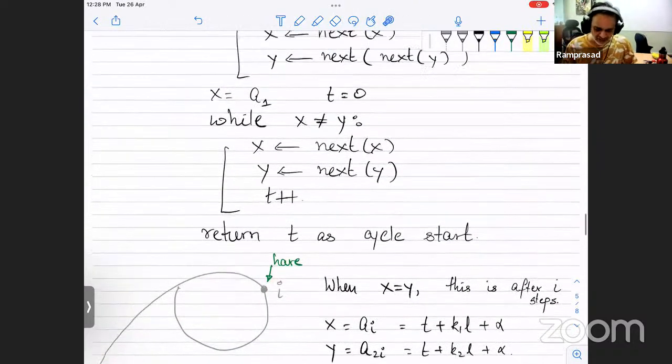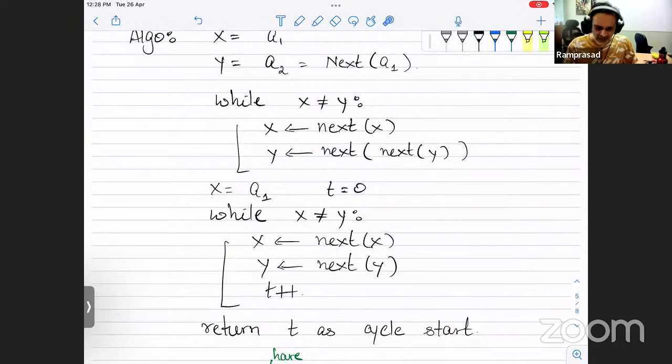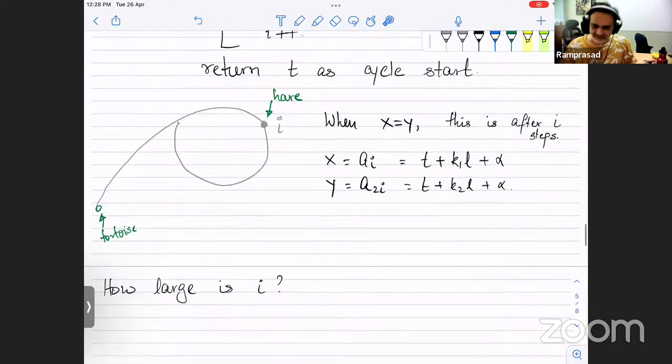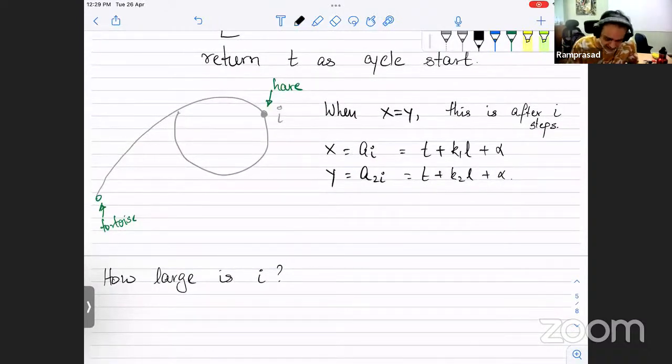So, all we said was that we'll run for a few steps until X and Y are equal. How large should that i be? Like, how many steps does the hare or the tortoise need to move until they end up meeting? Obviously, if this i is too large, then the algorithm runs in too much time. I'll just tell the answer. You can verify this. Take i to be the following number, which is T plus L minus (T mod L).